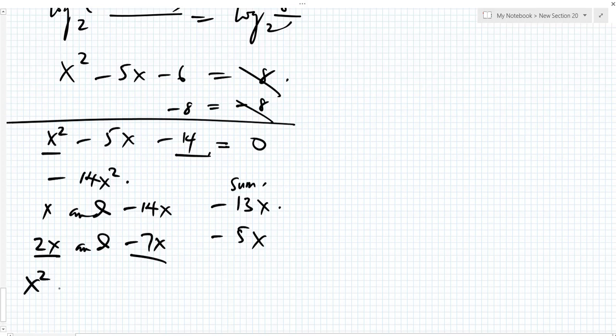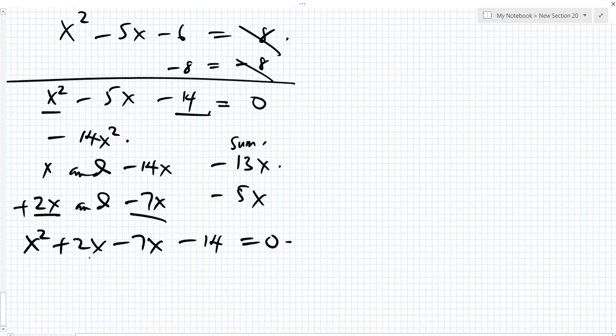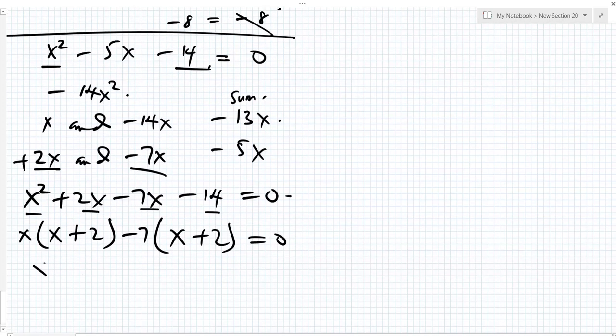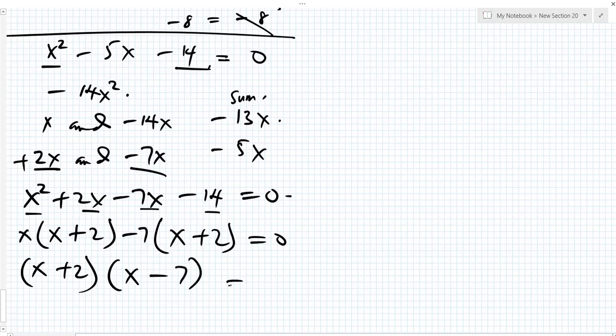So I have x squared plus 2x minus 7x minus 14 equal to 0. Now the common factor between this and this is x. So x squared divided by x, you have x, plus 2x divided by x, you have plus 2. The common factor between this and this is minus 7. So minus 7x divided by minus 7, you have x, minus 14 divided by minus 7, you have plus 2, equal to 0. So the common factor here is x plus 2. If you divide the first term by x plus 2, you are left with x. If you divide minus 7 times x plus 2 by x plus 2, you have minus 7, equal to 0.